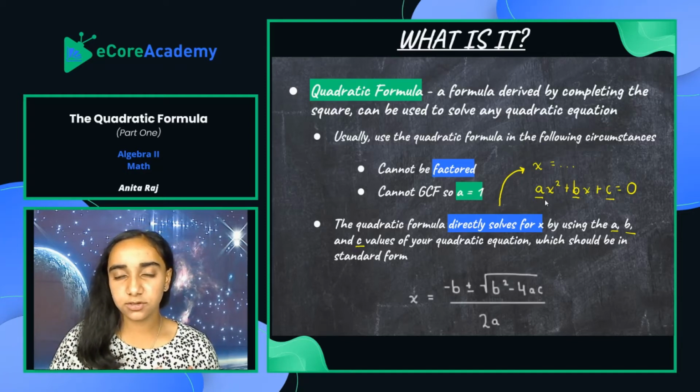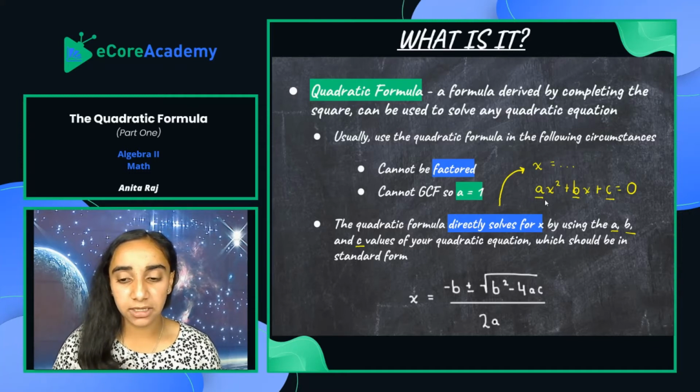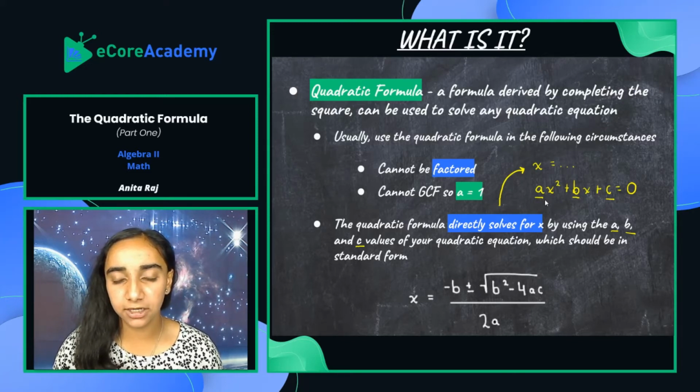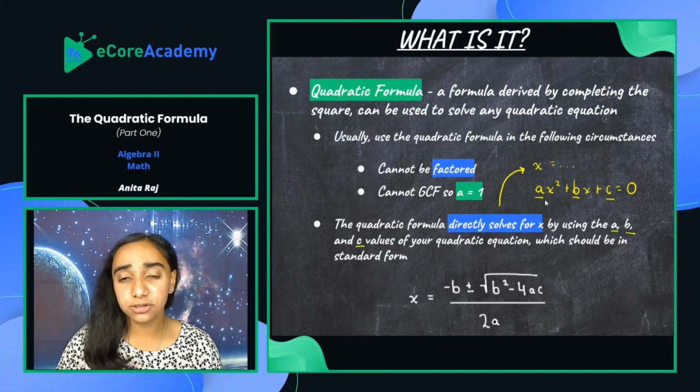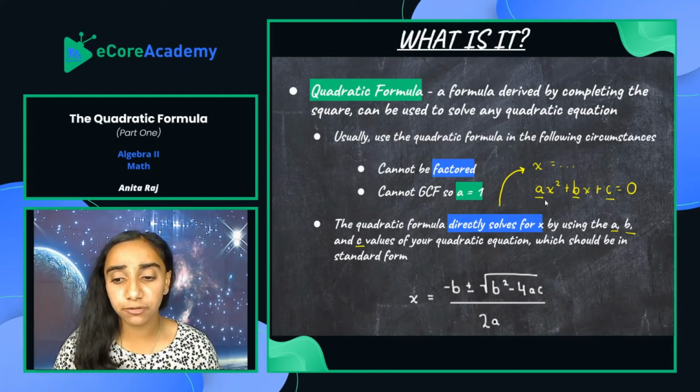It needs to be in standard form because you need those specific a, b, and c values to plug in. And lastly, here is what the quadratic formula looks like. So x is equal to negative b plus or minus the square root of b squared minus 4 times a times c, and all of that divided by 2 times a. I know it looks like a lot, and I understand if at first it's hard to wrap your head around it, but eventually you're going to have to memorize this.